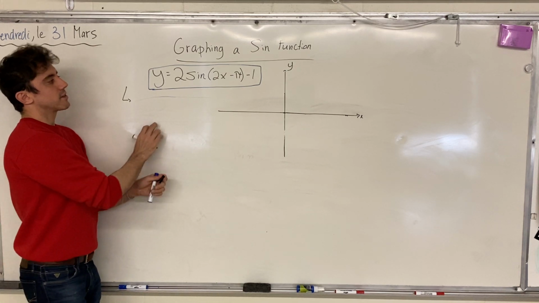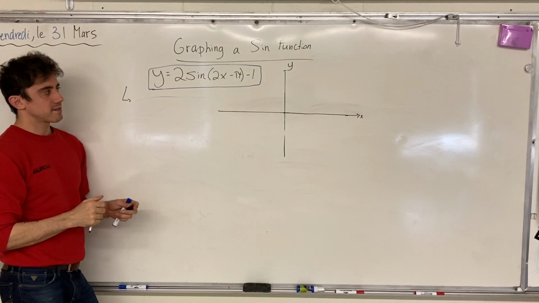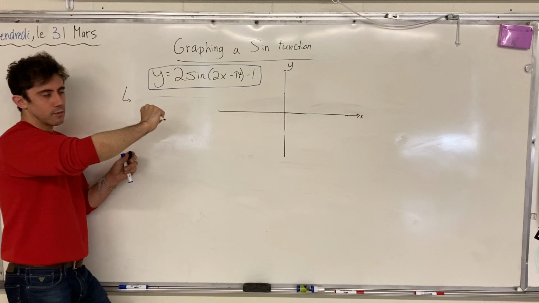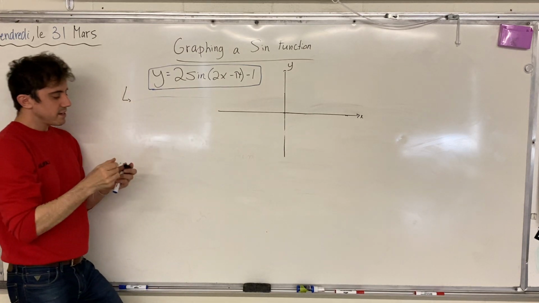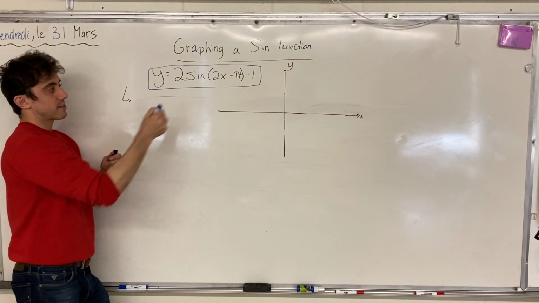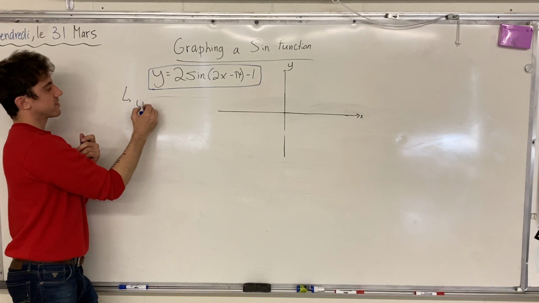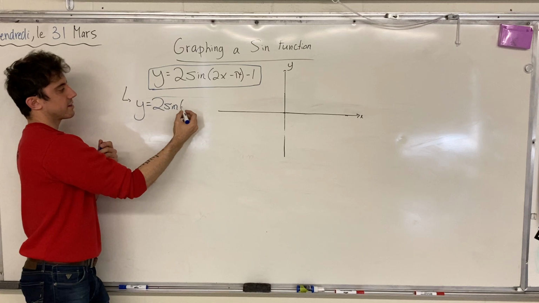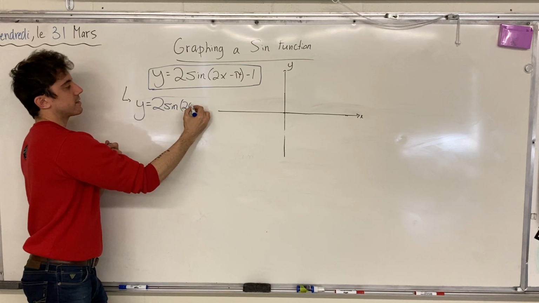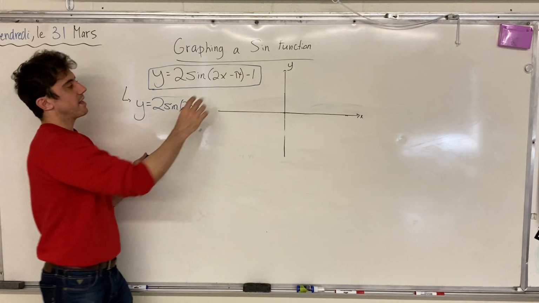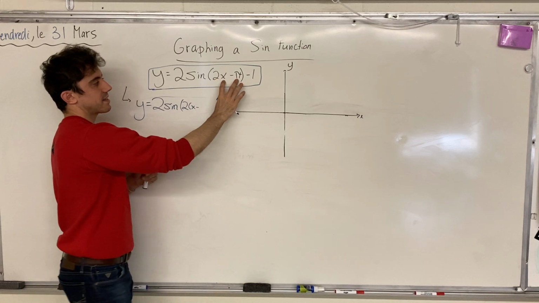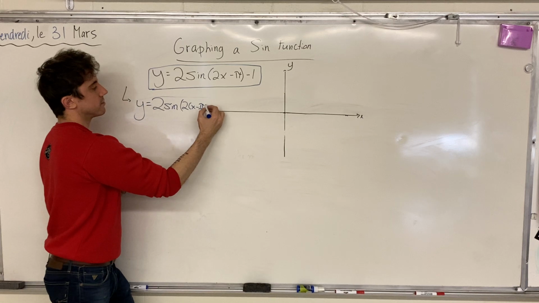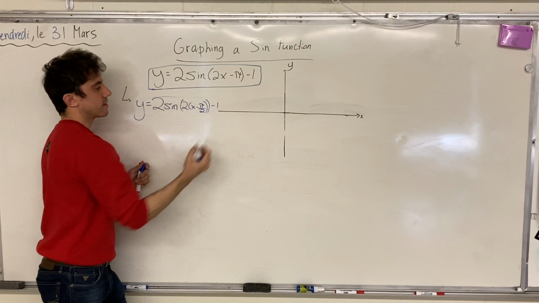So first things first, notice that the coefficient of x is not factored out. That's going to be a problem when we're looking at our horizontal shift. And so the first step is going to be to factor that 2 out. I'm going to rewrite this function as y equals 2 sine of bracket 2 bracket x minus, and if we're factoring the 2 out of the x and of the pi, we have to write it as x minus pi over 2. And then minus 1 at the end.